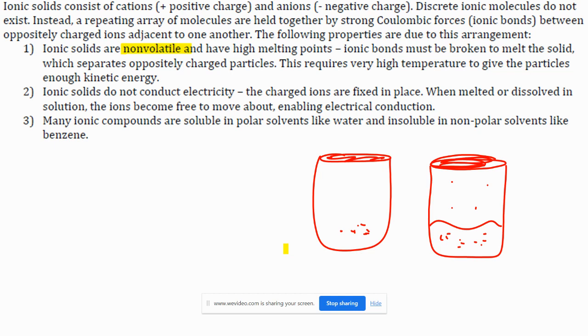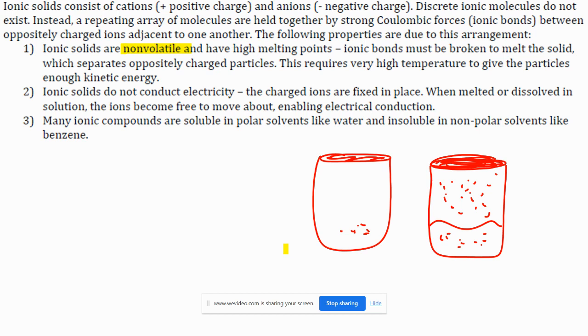Because it is volatile. It has low IMFs, which means that a lot of it's going to go up into the gaseous state. And if your container is capped, the gas will actually exert some pressure, which is called vapor pressure. We'll get into that when we get into IMFs again in Unit 3. But that's what volatility means.